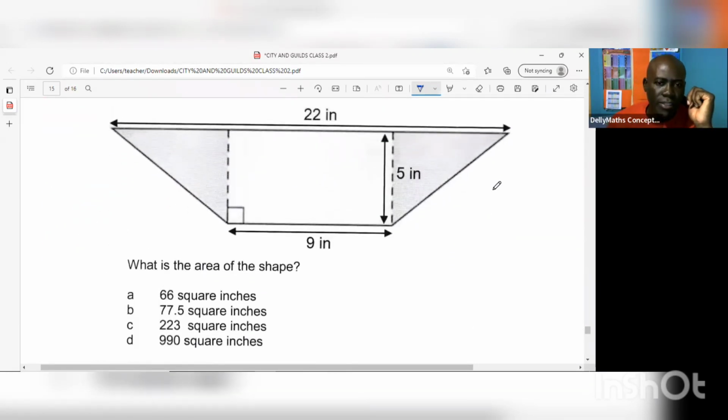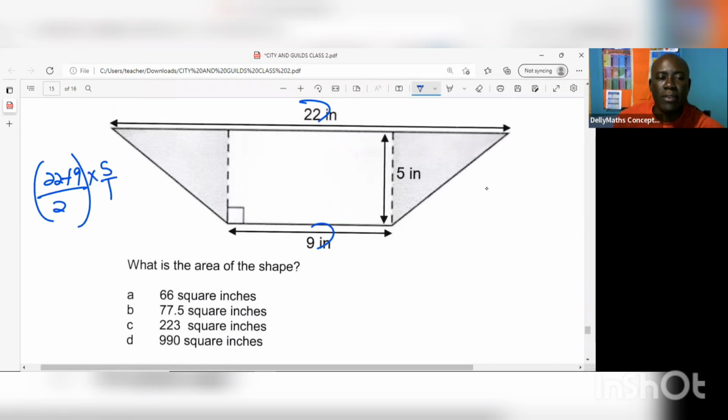What is the area of the shape? Well, this is a trapezium, and the formula says half the sum of the parallel sides times the height. So the parallel sides would be 22 plus 9. We want half of that, and then we want to multiply that by the height, which is 5. 22 plus 9 gives us 31 over 2, so 15.5. We multiply this by 5, and we get 77.5.